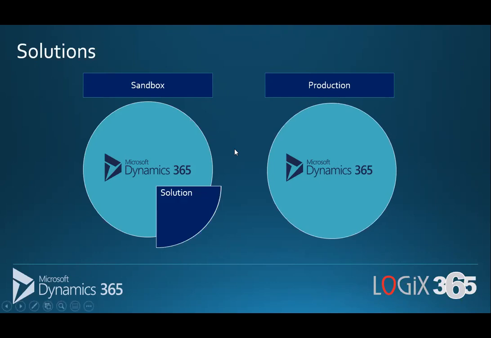Okay. All right. So here's an example. You'll see you've got the big circle, which is your Dynamics environment, and then the small little piece of the pie here, which is your solution. So these are the changes that you've made. Okay. And then as soon as you've made these changes, you've done the tests, and you're happy that they're working, you will simply move those changes into production.